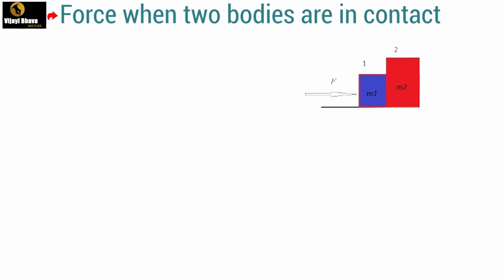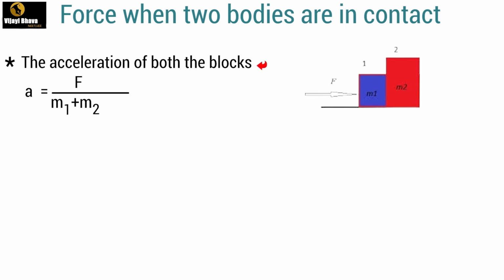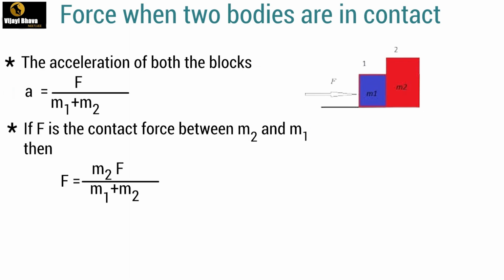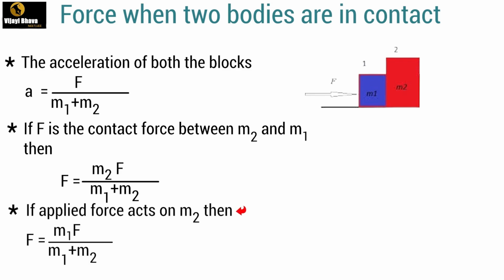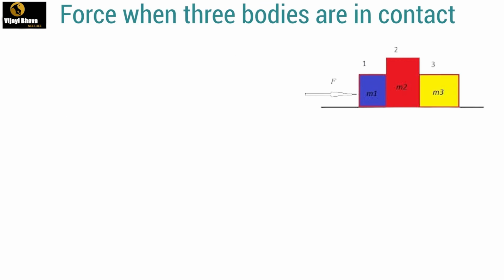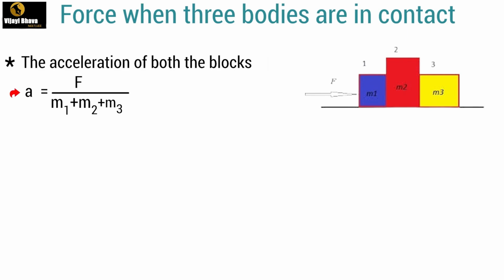When two bodies are in contact with each other as shown in the figure, the acceleration of both the blocks is given as a is equal to F by m1 plus m2. If F is the contact force between m2 and m1, then it is m2F by m1 plus m2. If the applied force acts on m2, then it is m1F by m1 plus m2. The next condition: when three bodies are in contact with each other as shown in this figure, the common acceleration a comes out as F by m1 plus m2 plus m3.